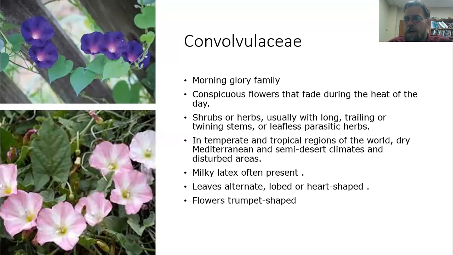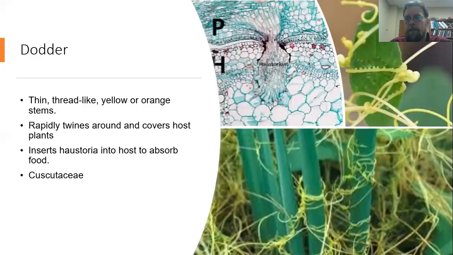Most of them are shrubs or herbs, but a lot of them are vining. And one example is a leafless parasitic plant. They tend to be found anywhere in temperate and tropical regions of the world. A lot of them have a milky latex when you cut the plant, and the flowers have a really distinctive kind of trumpet shape to them.